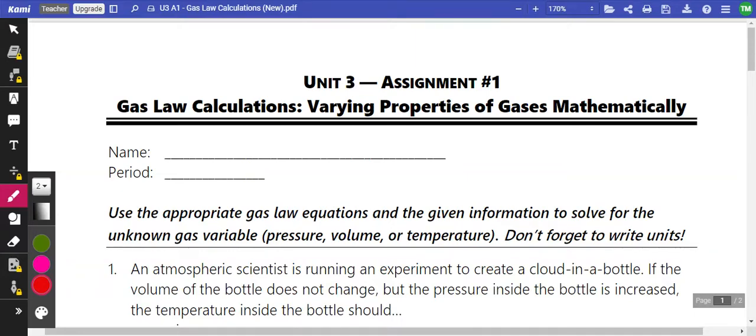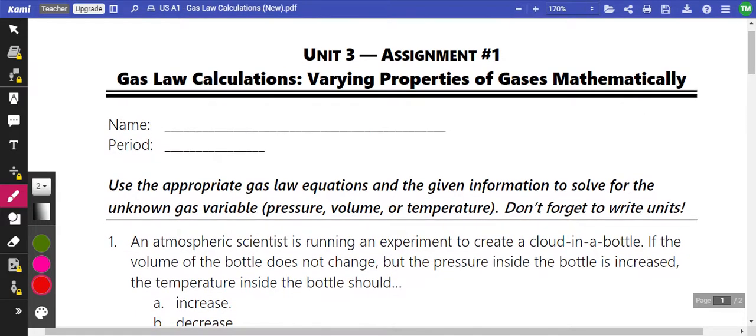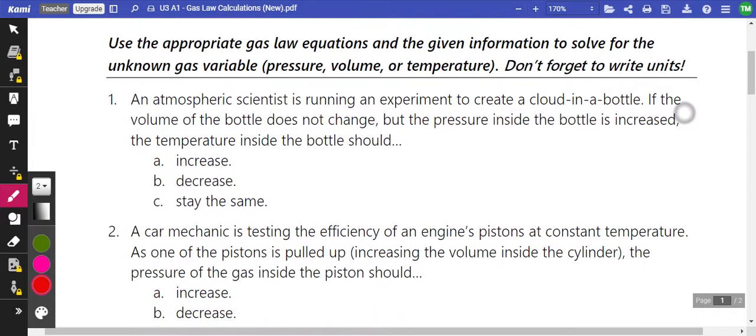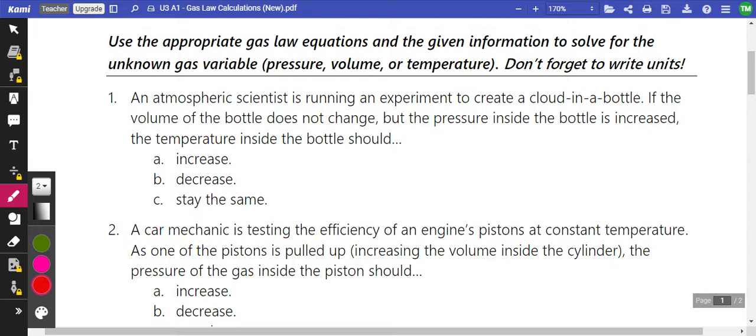Okay, we're going to look at how we calculate the pressure or volume or temperature of a gas after a change has been made, using what we already know about Boyle's law, Charles' law, and Gay-Lussac's law. Before we get into that, just to review, we can predict how a gas will change based on what we know about pressure and volume and temperature from those three gas laws.